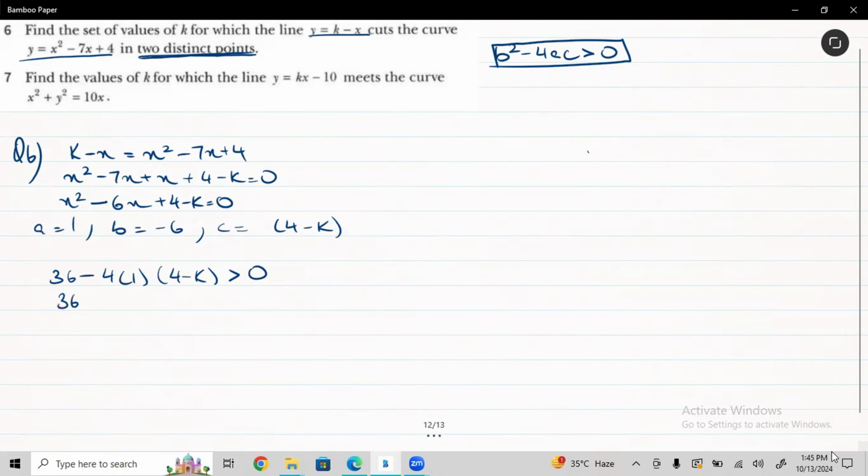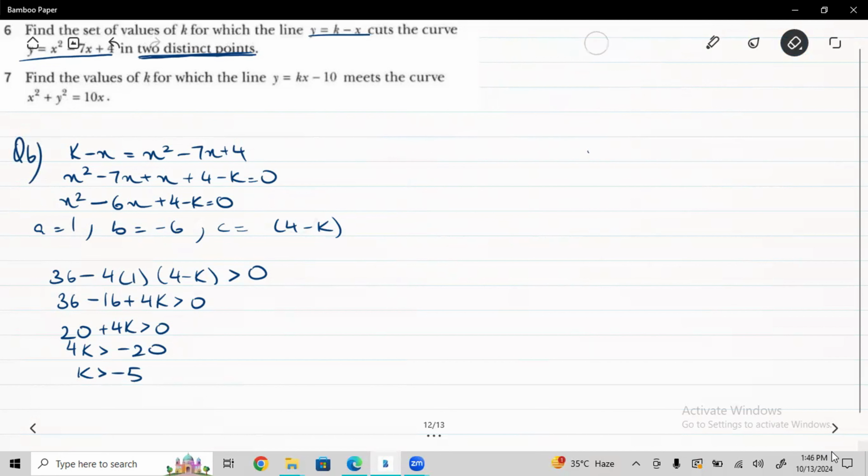So 36 minus 4 multiplied by 4 is 16, plus 4 multiplied by k is 4k, is greater than 0. What is going to happen next is 36 minus 16 is going to give me 20 plus 4k is greater than 0. So 4k is greater than negative 20 and k is greater than negative 5. So that's our answer. k is greater than negative 5 is the answer for question number 6. As you can see, this one was fairly simple.